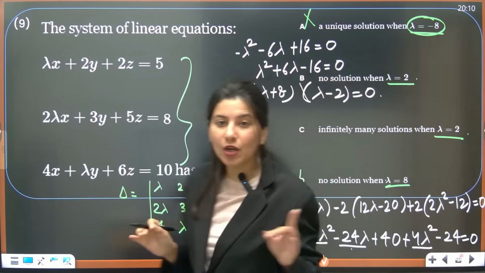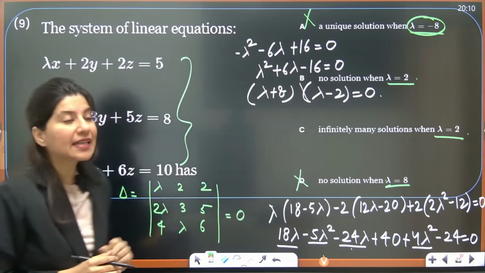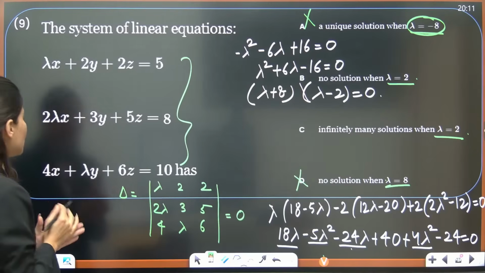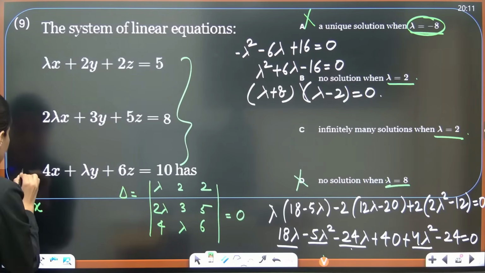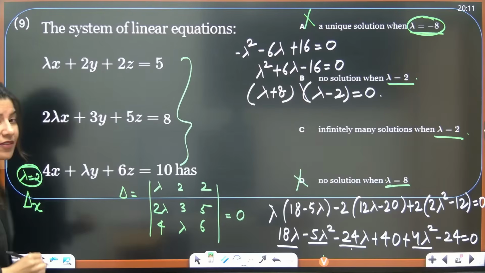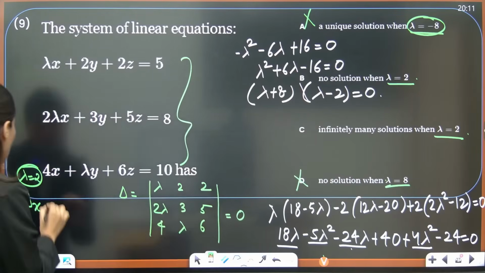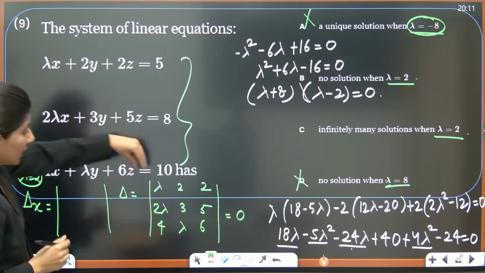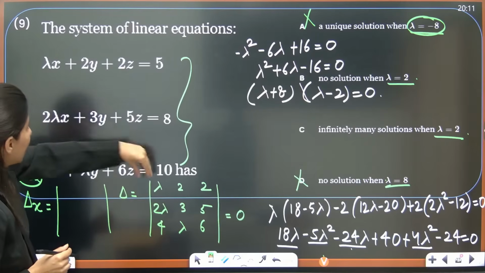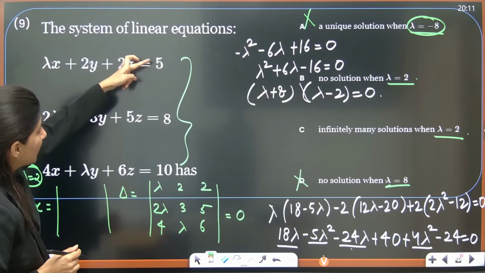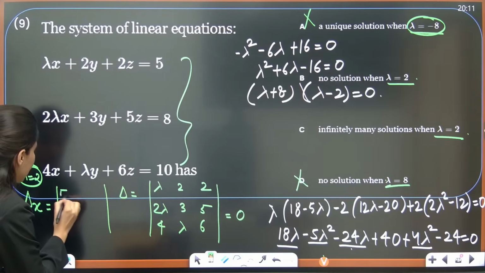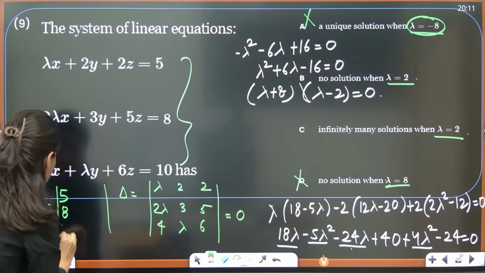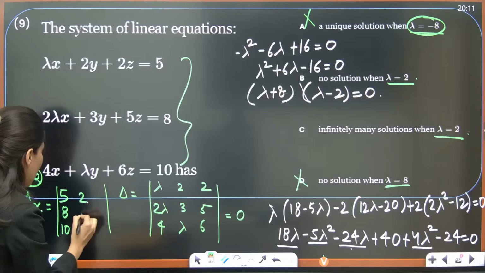So we are here to talk about lambda equals 2. What is happening at lambda equals 2? If you put lambda equals 2, delta is definitely 0. But what is happening with delta x? So I am trying to figure out what is happening with delta x when your lambda is 2. Ma'am, how to calculate delta x? You have to remove this particular column, which is the coefficient of x, and replace it by 5, 8 and 10. Rest everything will be same. 2, 3 and this is 2 again.